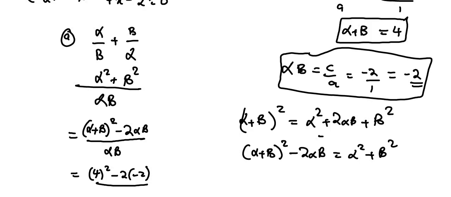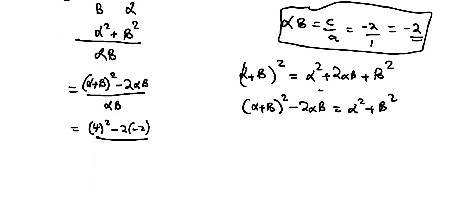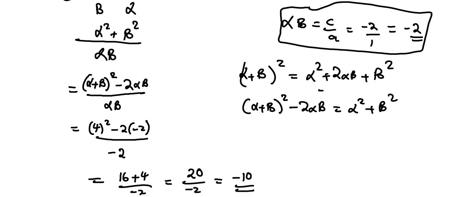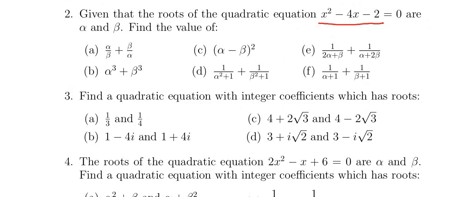Down below as well, you're having a -2. This will now become 16, then plus 4 over -2. This will just be 20 over -2, which leaves us with -10. So that will be the answer for the first part. Alpha over beta plus beta over alpha is just giving you -10. Yeah, so the same applies to the next question, our B, this guy here.